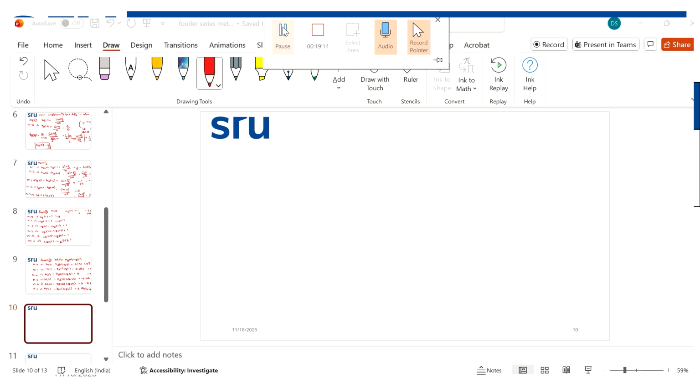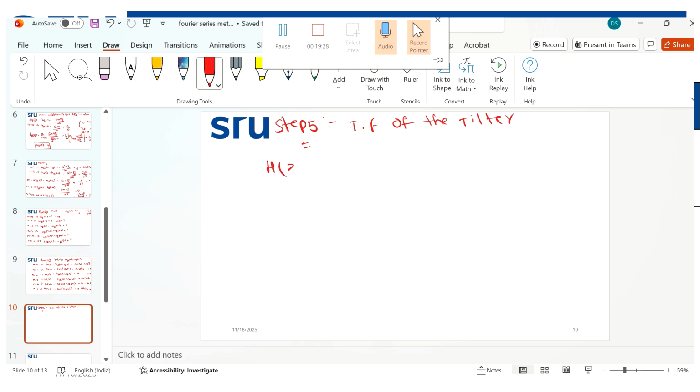Step number 4. Step 5: find the transfer function of the filter, and it is given by H(z) = h(0), which we have already determined from the above analysis, plus the summation of n equals 1 to (N minus 1)/2 of h(n) times (z^n plus z^-n). This is the formula.